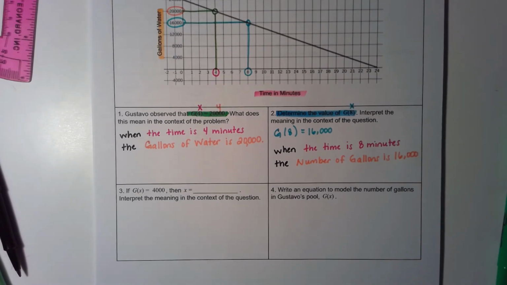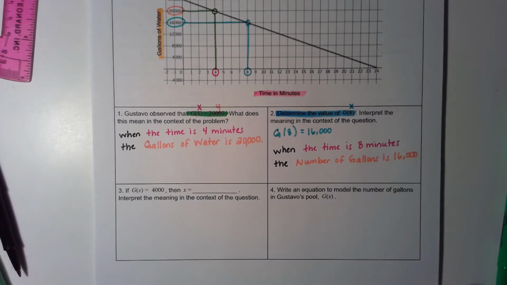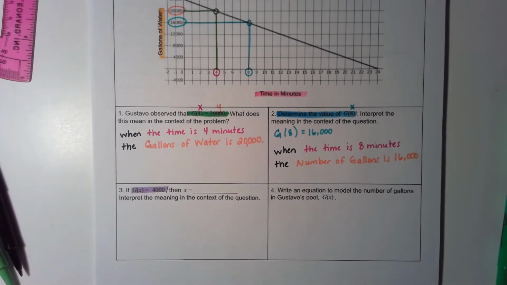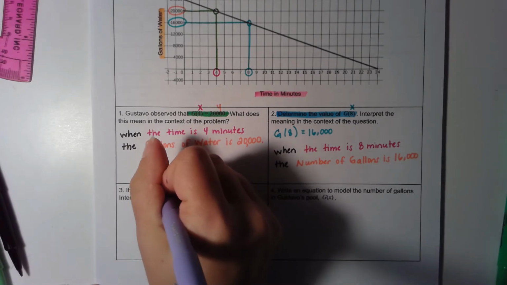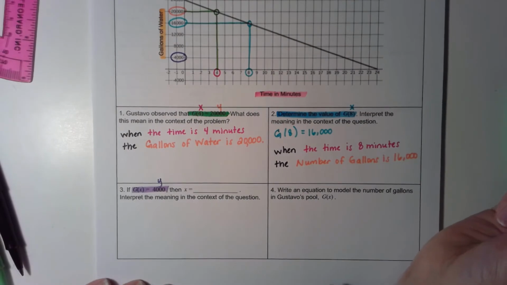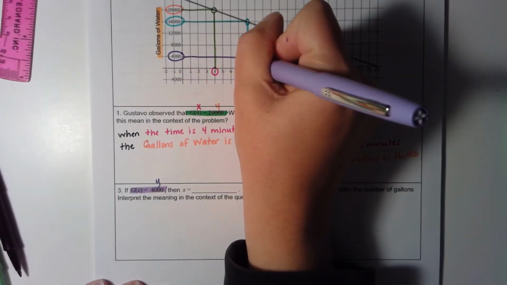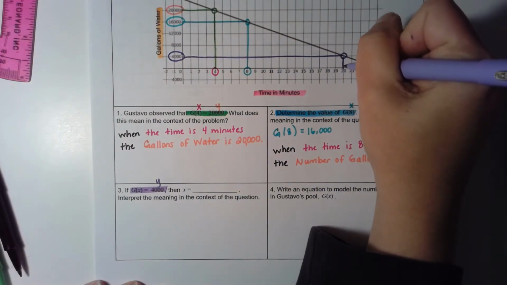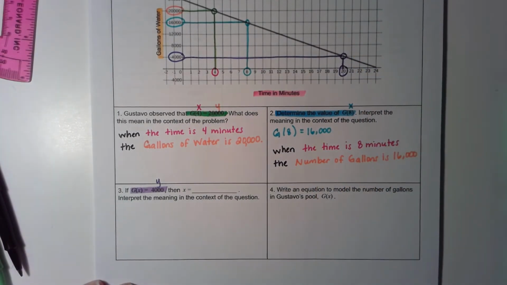For number 3, it says if g of x is equal to 4,000, then x is equal to blank, and then interpret the meaning in the context of the question. Well, if g of x is equal to 4,000, what that means is that the y value is 4,000 because the 4,000 is on the outside. So I'm going to find the 4,000 on the y-axis, and I'm going to match that up to a point on the graph, which would be right here. That corresponds to an x value of 20. So the x would have to be 20.